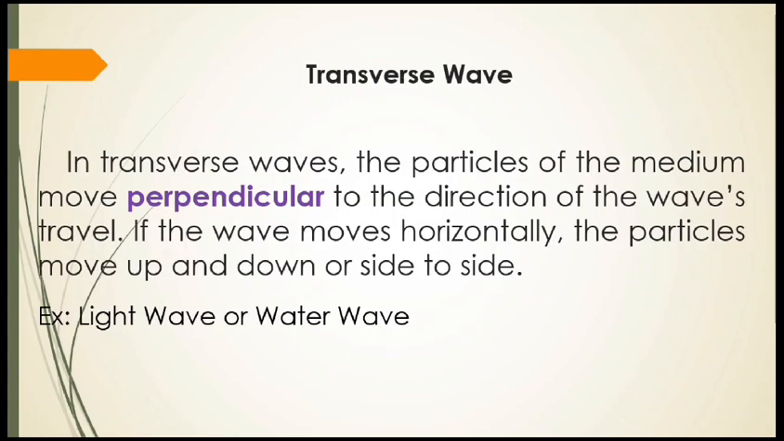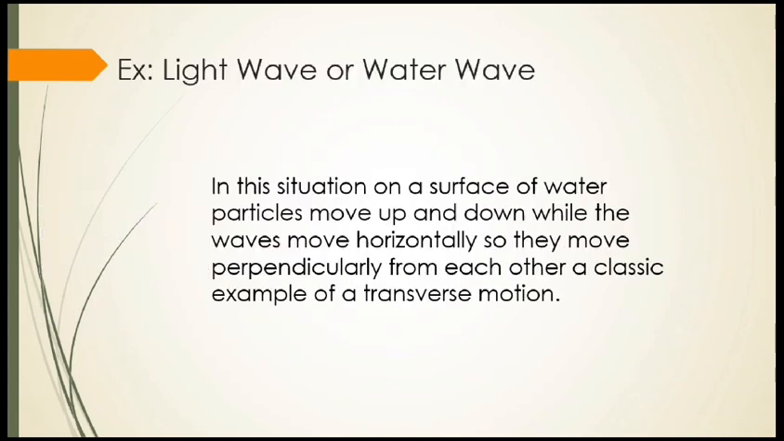Next is a transverse wave. In a transverse wave, the particles of the medium move perpendicular to the direction of the wave travel. If the wave moves horizontally, the particles move up and down or side to side. So, in a transverse wave, the medium moves perpendicular, or at right angles, to the direction the wave is traveling. An example of this is a light wave or water wave. On the surface of water, particles move up and down while the wave moves horizontally, so they move perpendicularly from each other, a classic example of a transverse wave in motion.